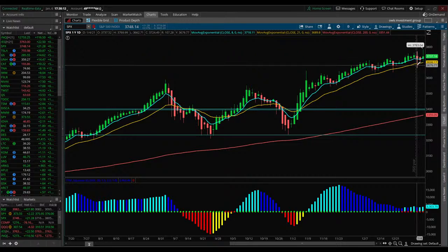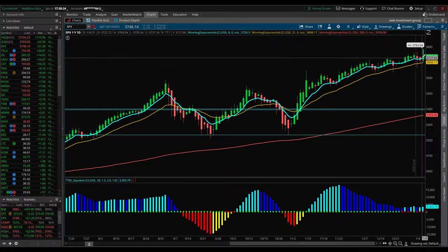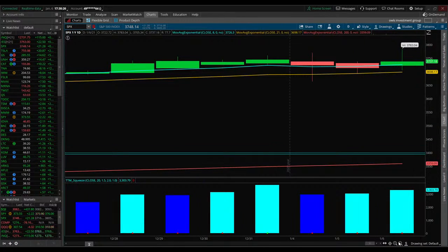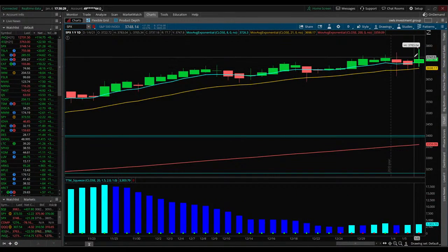It has tested here. When was it? 1-4. Remember, this was Monday. We tested it. So look, right now we're still above it. We still tested the 21, but we're still riding above the 8 EMA until we break both. Until the 21 crosses the 8, that is when I will start to get worried about the market. That is exactly when I'll get worried.